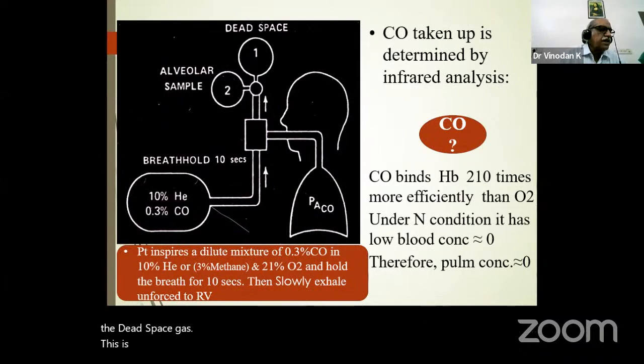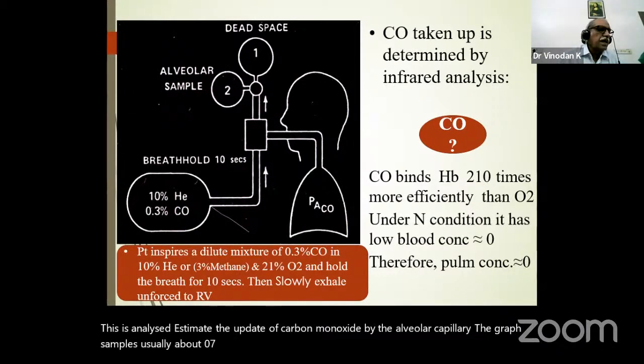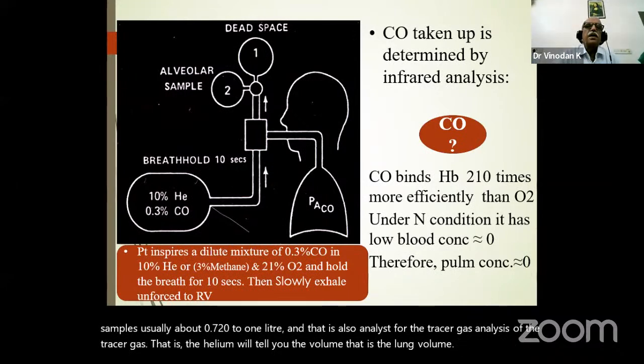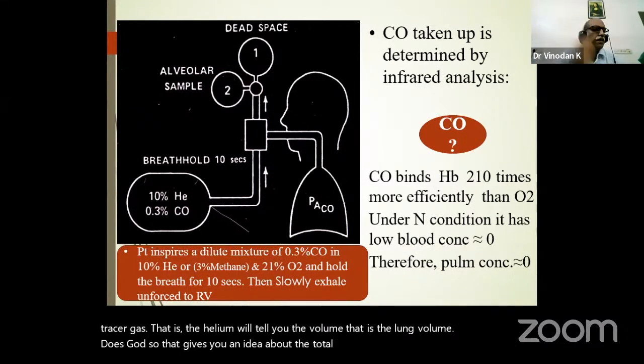This is analyzed to estimate the uptake of carbon monoxide by the alveolar capillaries. The grab sample is usually about 0.75 to 1 liter, and that is also analyzed for the tracer gas. The analysis of the tracer gas, that is the helium, will tell you the lung volume that the patient has got. So that gives you an idea about the total lung volume.